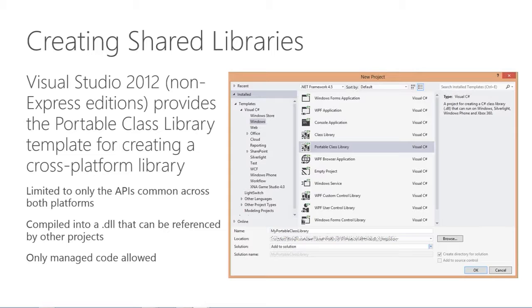That template is just not available to you, unfortunately. I apologize for that. It's just the way it is at this point. And what portable class libraries do is limit the APIs in that library to the APIs that are common across the various platforms that you choose. In our case, we'll choose Windows Phone and Windows 8. And so the portable class library will limit you to the APIs that are available to both of those.